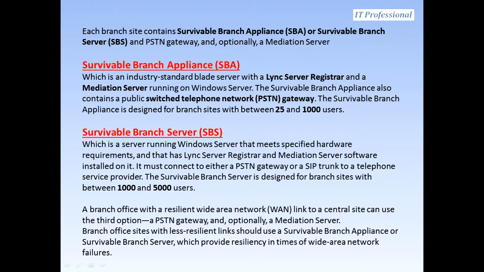A branch office with a resilient wide area network link to a central site can use the third option, PSTN gateway, and optionally a mediation server. Branch office sites with less resilient links should use survivable branch appliance or survivable branch server, which provide resiliency in times of wide area network failures.